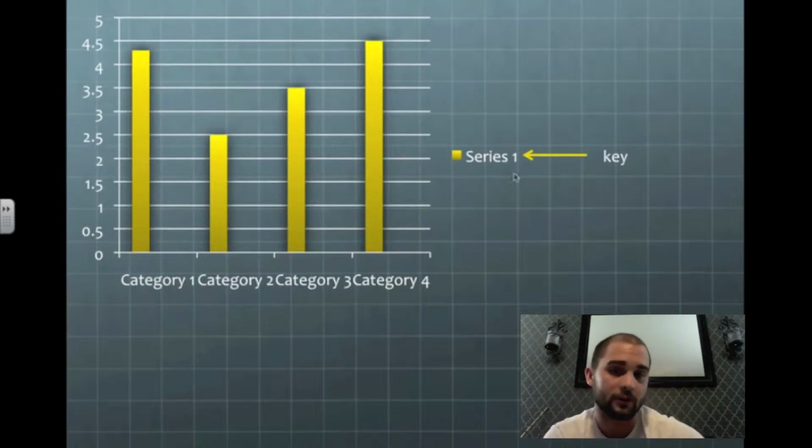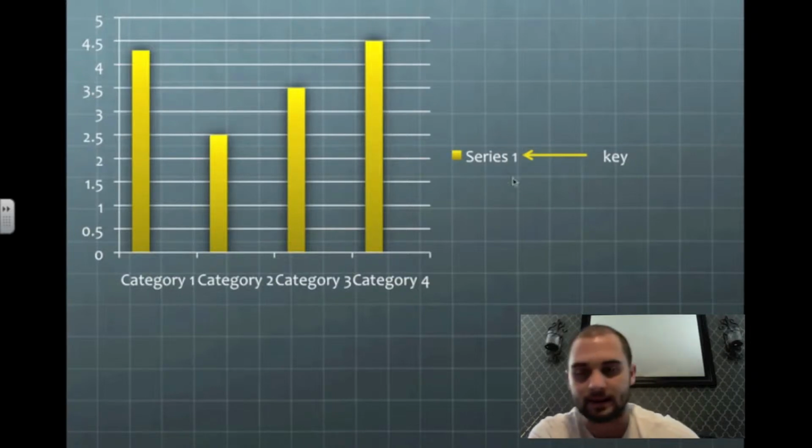If we had a whole bunch of red bars and we had a little red block and we had Series 2, that would mean that the red blocks, they're Series 2. So the key identifies what your bars are in this case. If you had a line graph, it would identify the lines. All right.